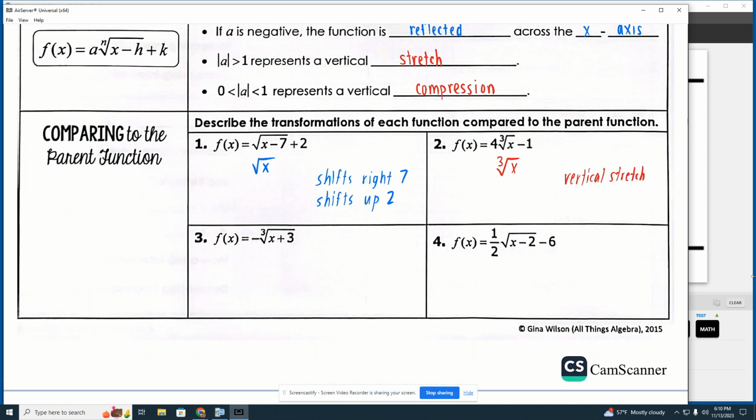And then, of course, that -1, where does it happen? Outside. Vertical shift. And remember what we said about vertical shift? It is what it is. So -1 means that it shifts down 1. Okay, moving on to the next one.